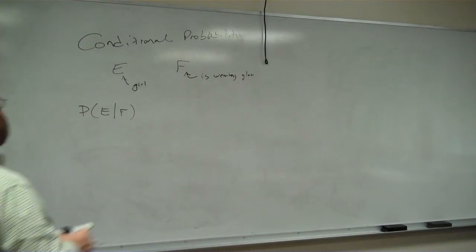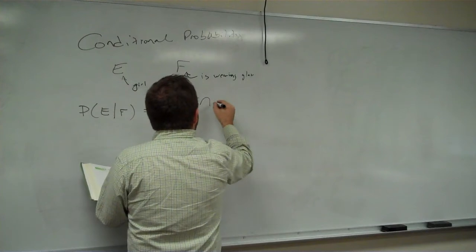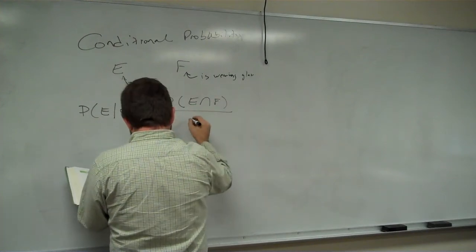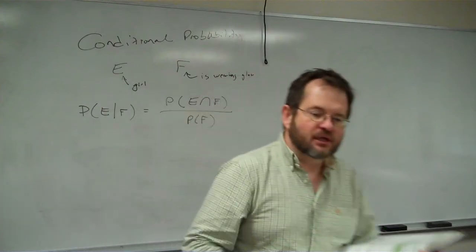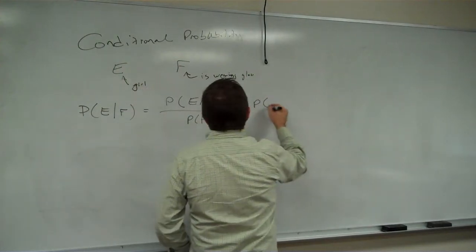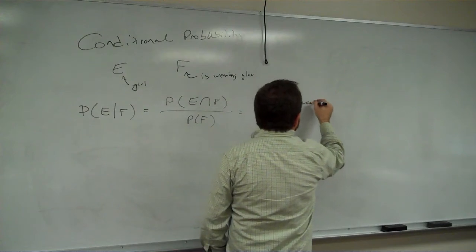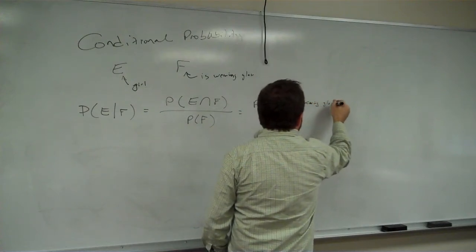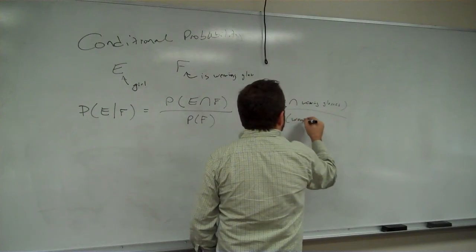But wait a minute, it turns out there's a formula for that, because often it's not as simple as we can count it on our fingers, sometimes it's something we have to compute, and it's the probability of E and F divided by the probability of F. So in this case, let's make sure it works. So, the probability, let's write this out. This is the probability that the person is a girl and wearing glasses over the probability that the person I picked was wearing glasses.